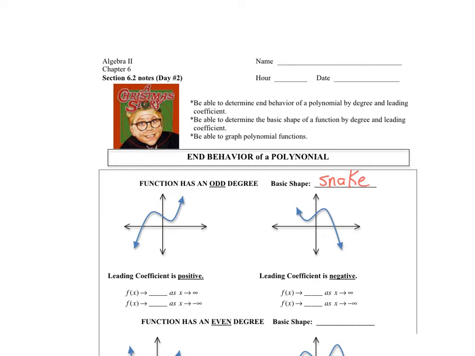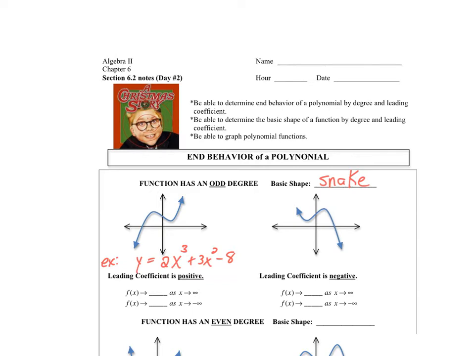That's because they end up going in opposite directions. If it's an odd degree, that means the highest exponent is a 3 or a 5 or a 7. So when it's got a positive leading coefficient, for example y equals positive 2x to the third power plus 3x squared minus 8, that would be an example of an odd degree with a positive leading coefficient. So it looks like this.